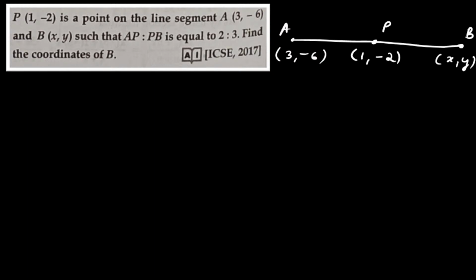The ratio is also given to us. As I was telling you, the ratio of AP is to PB is given, and that's what we always use. So what's the ratio? 2 is to 3.